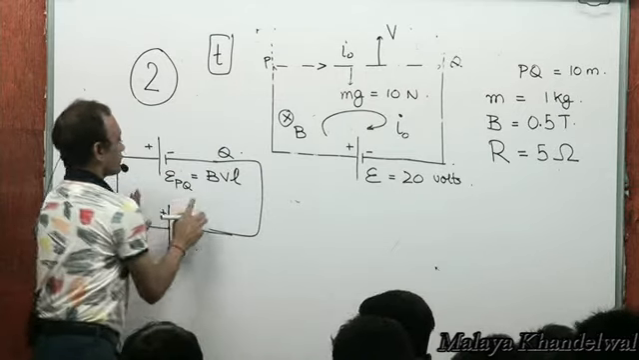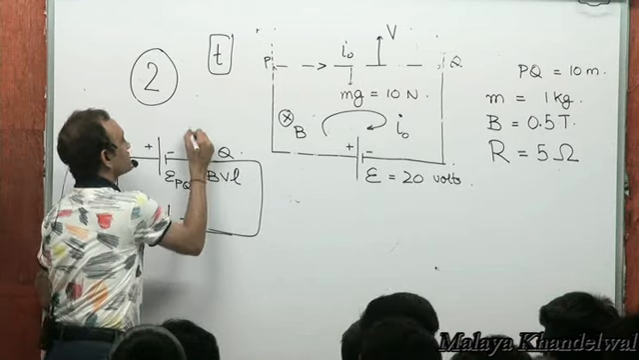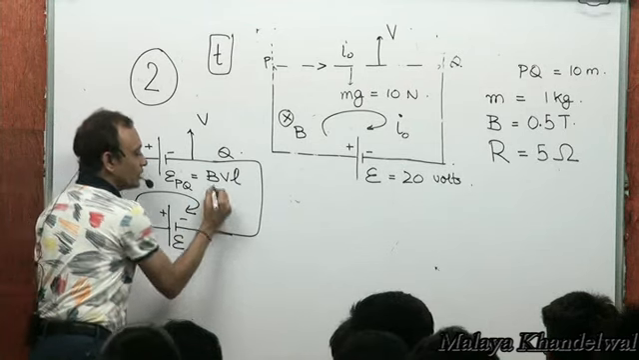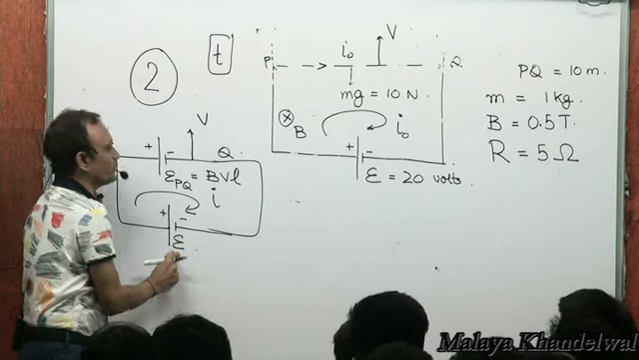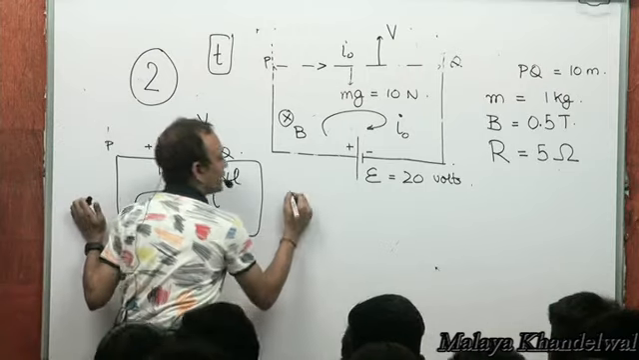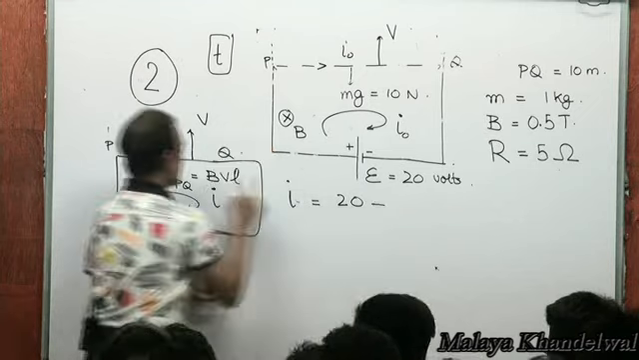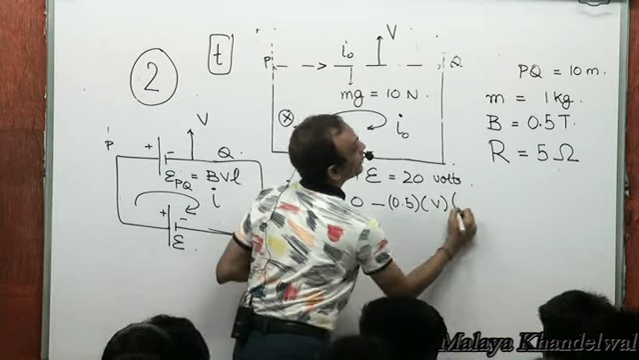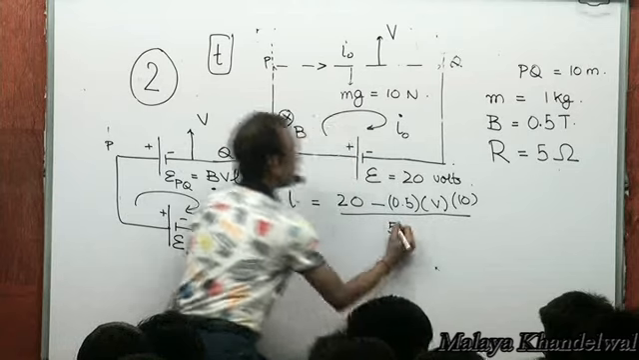Now, in any case, this is the electrical state of the rod at an instant of time t, and it has a velocity v. Right? The current driven through the loop at this instant of time would be EPSA minus BVL divided by the resistance R. Right? So the current at this instant of time is EPSA, which is 20, minus B, which is 0.5, into V into length L, which is 10, divided by the resistance R, which is 5.